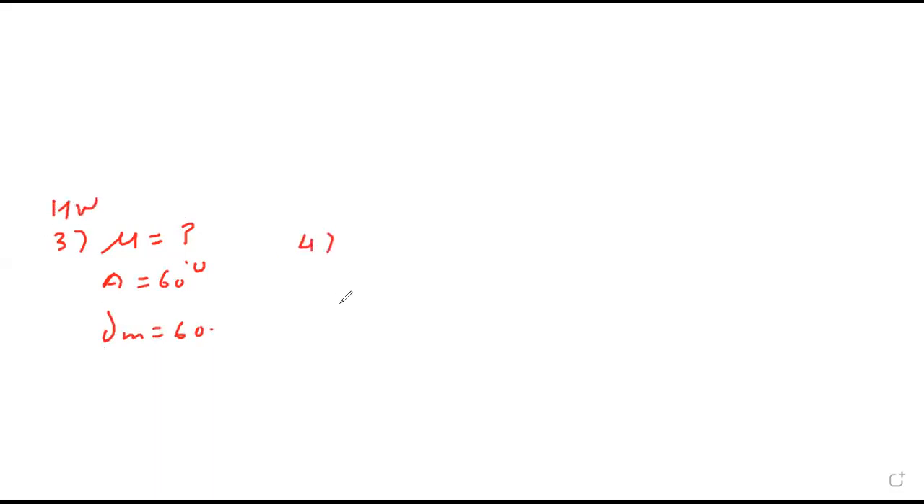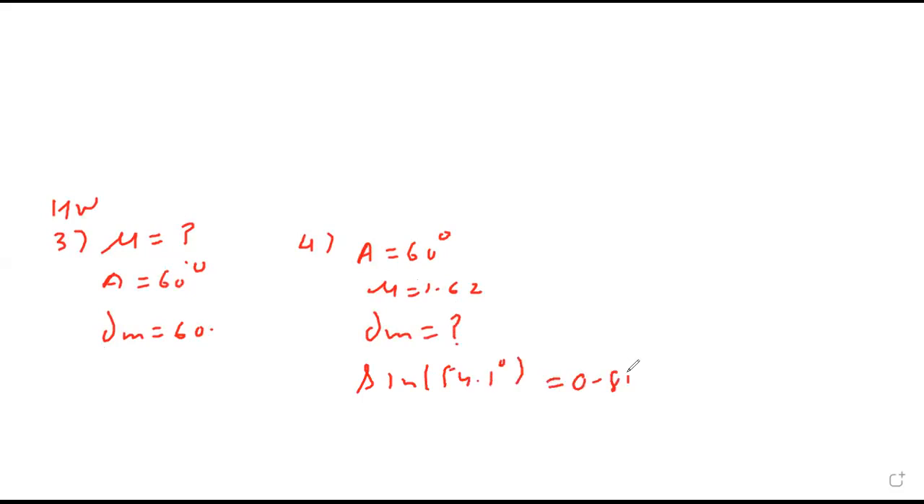Fourth: the refractive index of a prism of angle 60 degrees is 1.62 for sodium light. Find the angle of minimum deviation. Sine of 54.1 degrees they have given as 0.81. A is given, mu is given, delta M you have to find. This is also something you can manage.